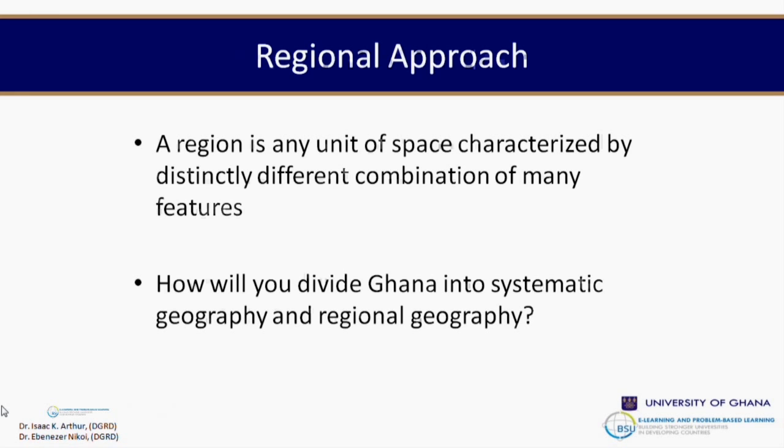Now, with the regional approach, it's important for us to understand what a region is, right? A region is defined as any unit of space characterized by a distinctively different combination of many features, right? So how would you divide Ghana into a systematic geography or regional geography? You have to look at it as a unit and then tackle it from there.